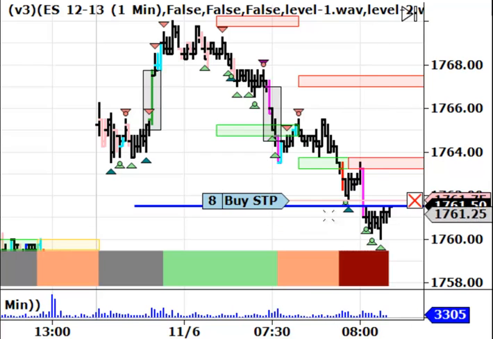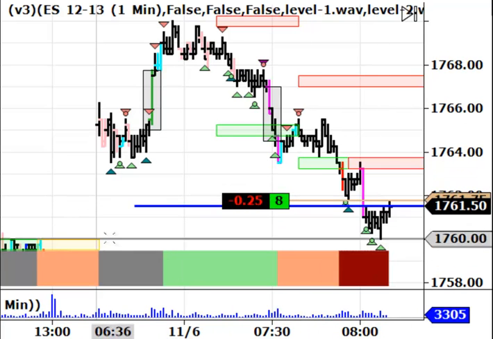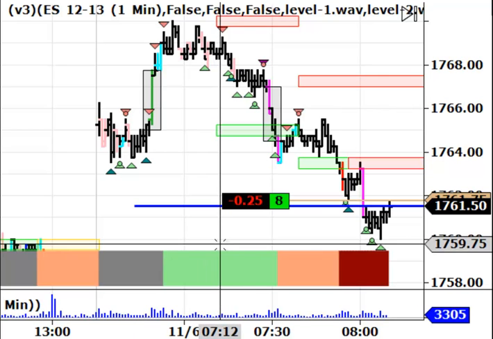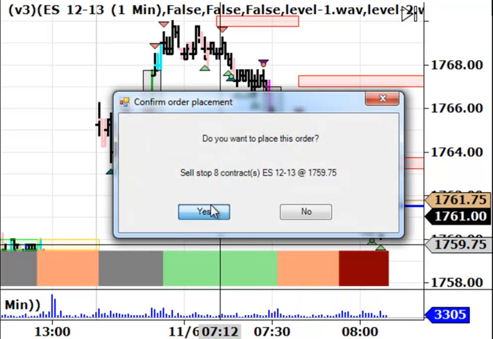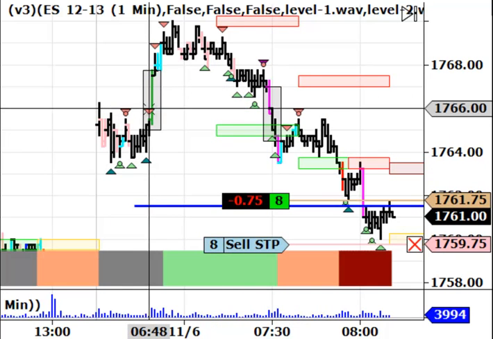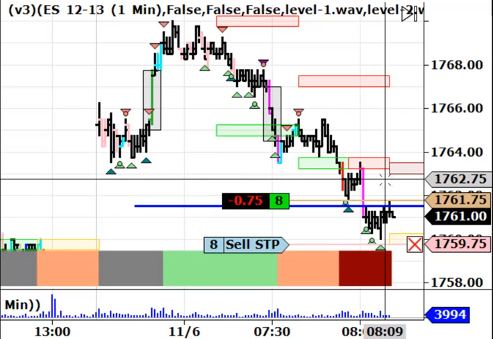Okay, I just have placed an order here, as you can see. Okay, just got filled at 1761.50. I have placed this blue line here. Let me put my stop in here, just below the low of the day. The blue line I have placed manually. The rest, what you see on the chart here, is the DayTrade The Markets software.